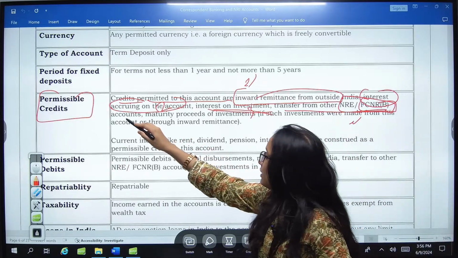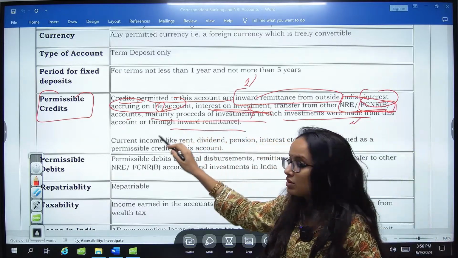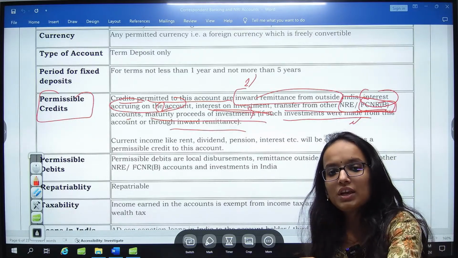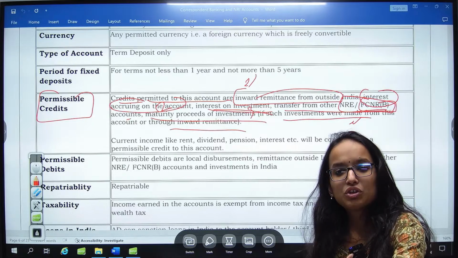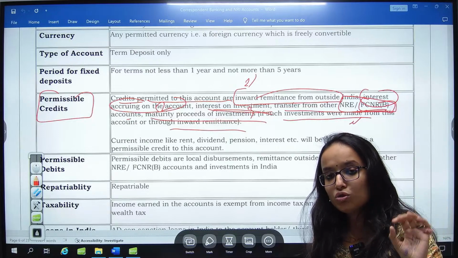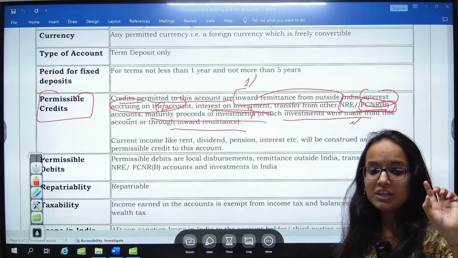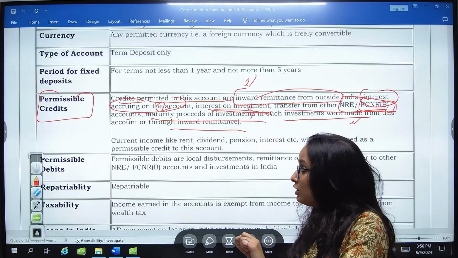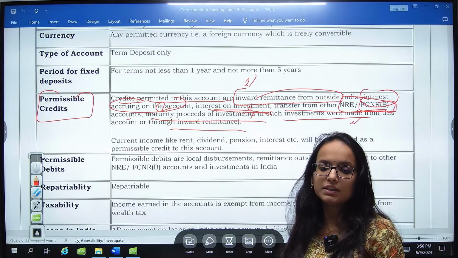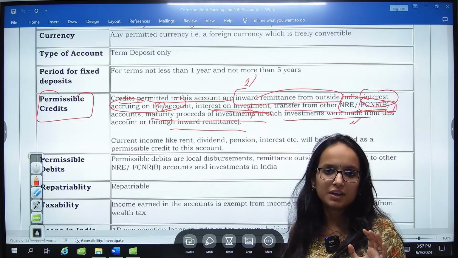Clear? Then maturity proceeds of investments, if such investments were made from this account. So if you have done some investments from this account, maturity proceeds of such investments, like you have securities, so when they mature, you receive the principal amount and interest, right? So those maturity proceeds of any investment, any kind of investment it can be. So any maturity proceeds from any investment which is done through this FCNRB account will also be considered a permissible credit, and that would be credited in your FCNRB account.